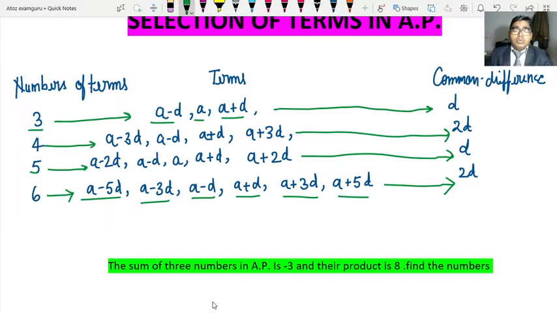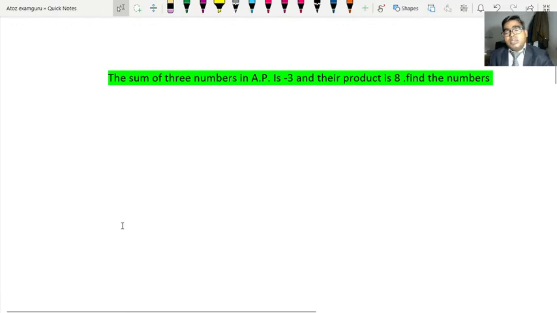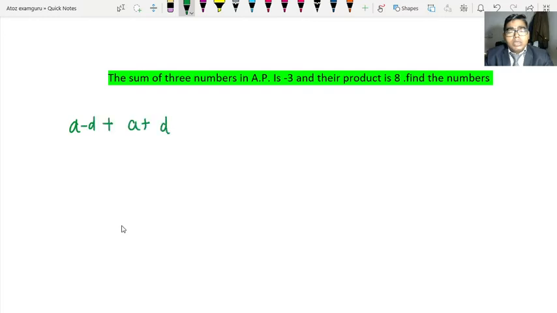So friends, now we will solve the following questions. The sum of three numbers in AP is minus 3 and their product is 8. Find the numbers. Let us assume the numbers in AP are a minus d, a, a plus d. Their sum equals minus 3, which means 3a equals minus 3, so a equals minus 1.